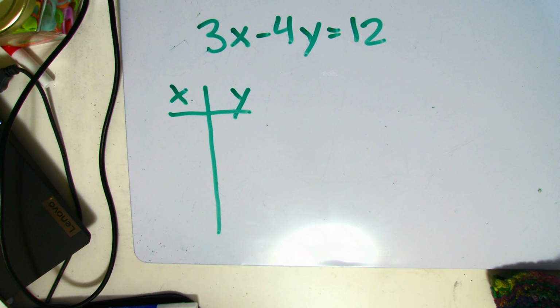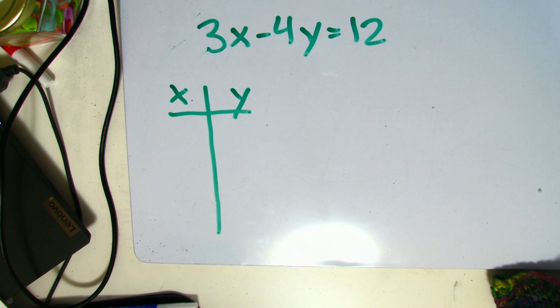In this example, we have a linear equation 3x minus 4y equals 12, and I've created an xy table. However, there are no values for either x or y. Sometimes you'll have a situation like this. An easy way to go about this is to plug in a 0 for either x or y to determine what the other value is. Once you have that value, then you plug it back into the formula.